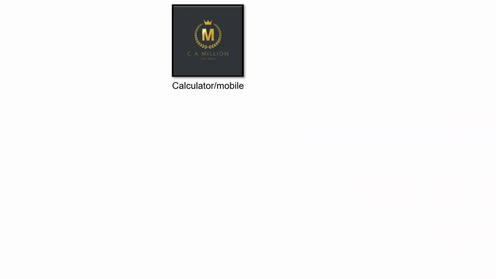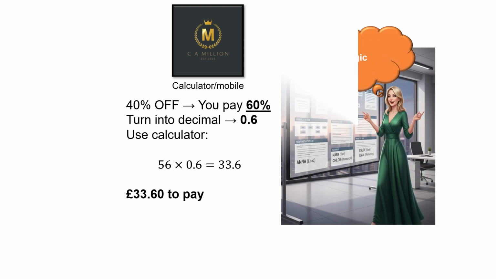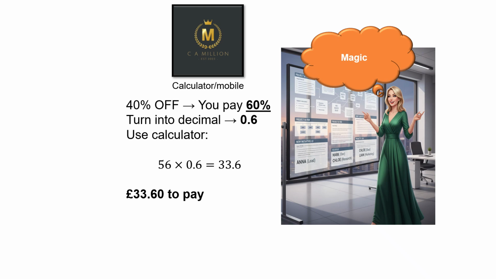So let's break it down for you. 40% off means that you're going to be paying 60%. Turn that into a decimal place. We know that 60% is represented by 0.6. Go back to the table and have a look. We also know that 56 times 0.6 is 33.6. So in this case, if we're going to be taking 40% off, it's £33.60 to pay. That's a bargain, and it's magic!